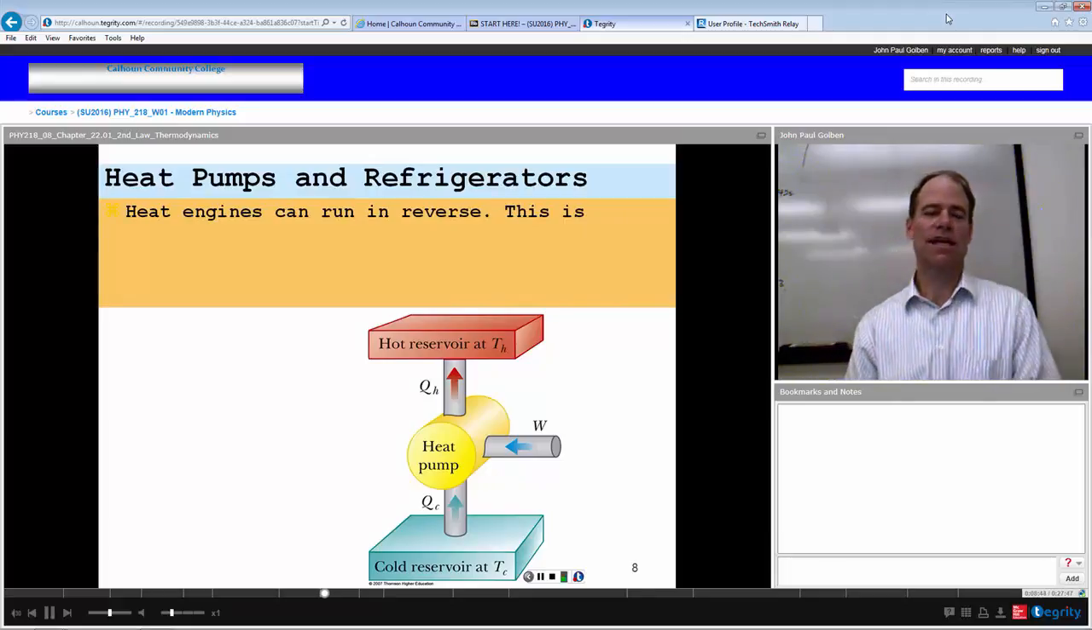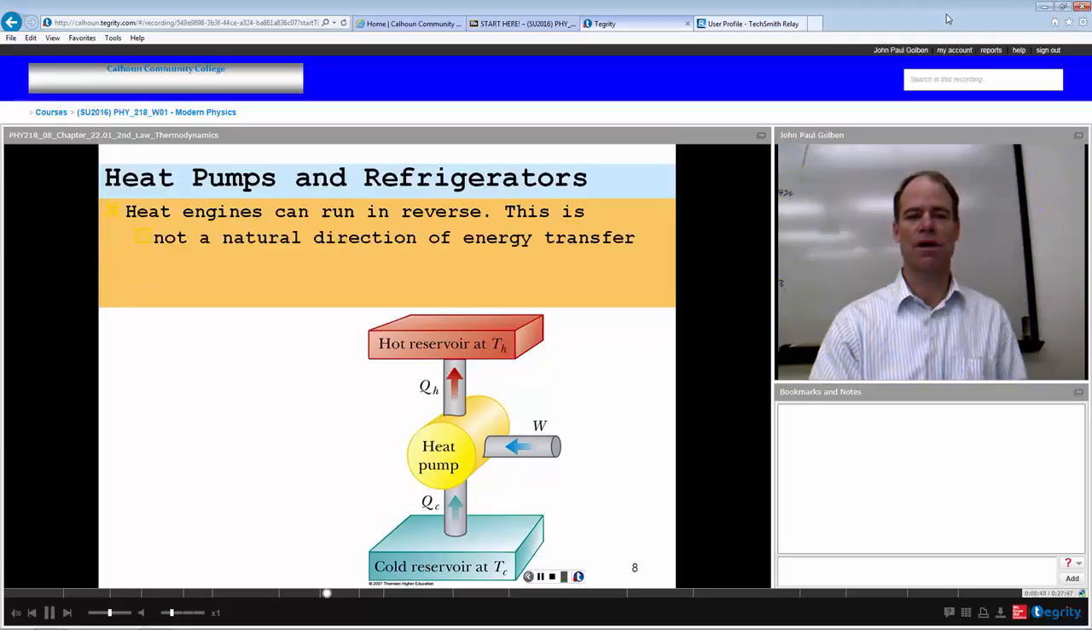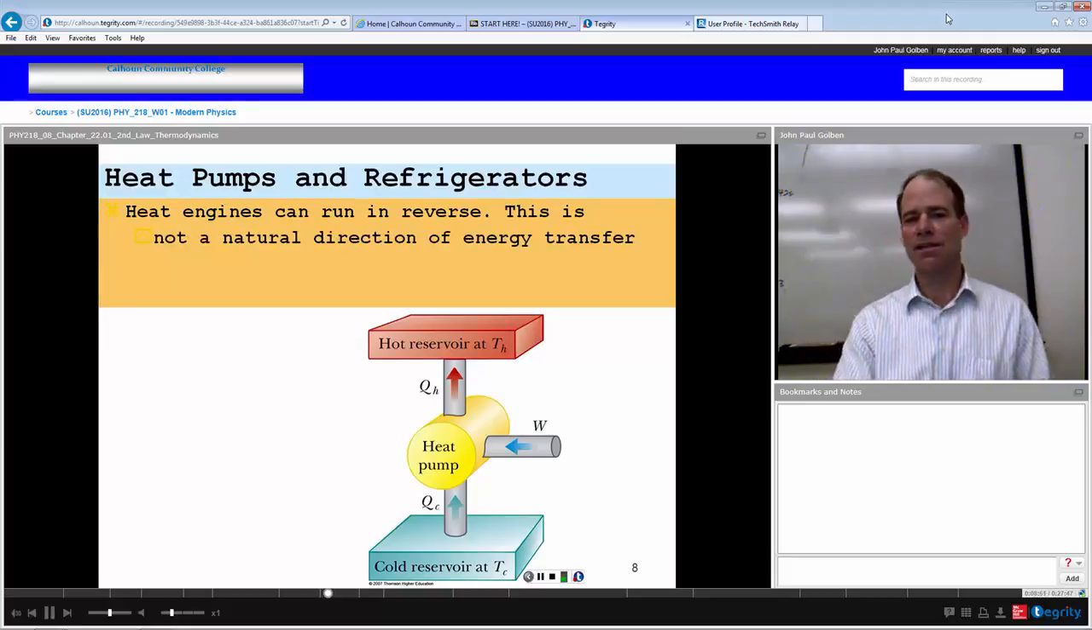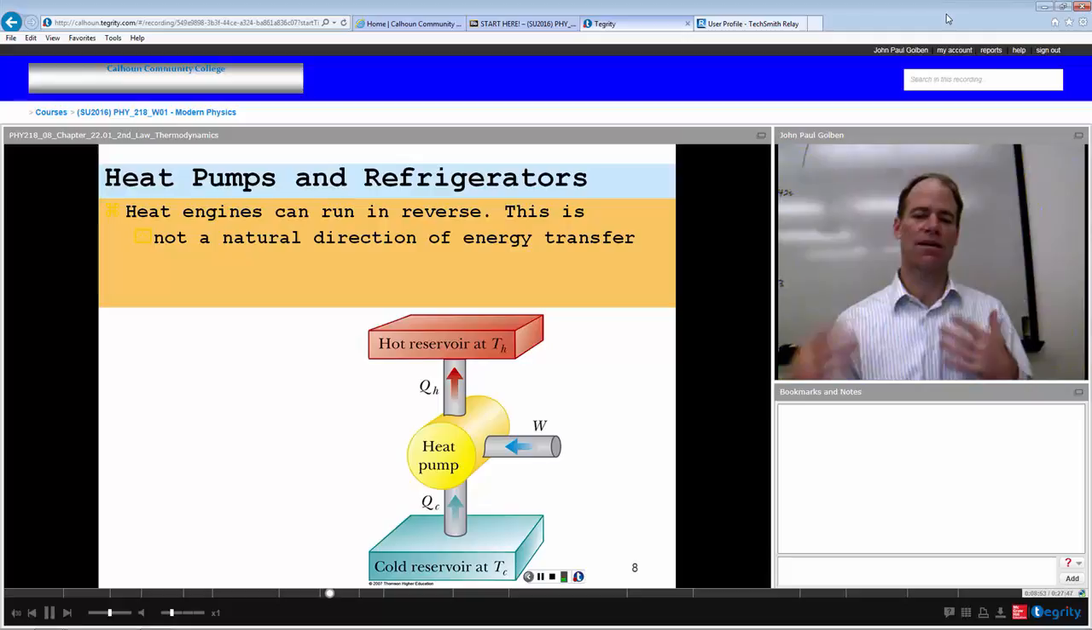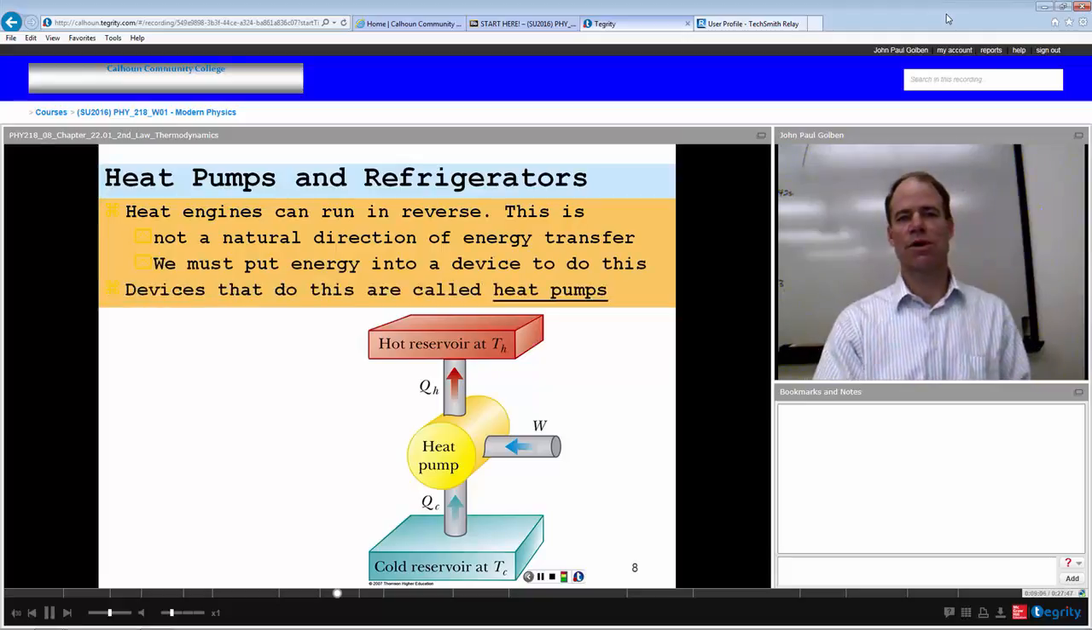Heat engines can be run in reverse. If we do this, we have ourselves a heat pump. This is not a natural direction of energy transfer. It's not natural to go spontaneously from a cold reservoir to a hot reservoir. So this requires an input of energy in the form of work done on the system.